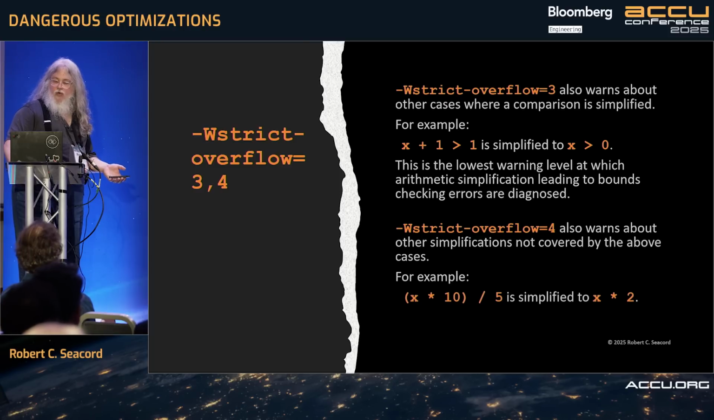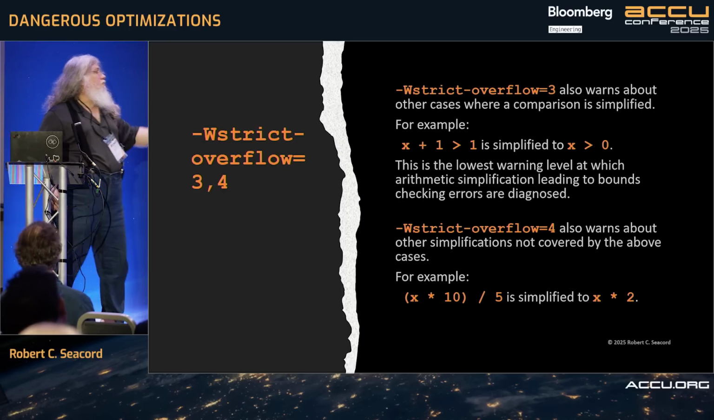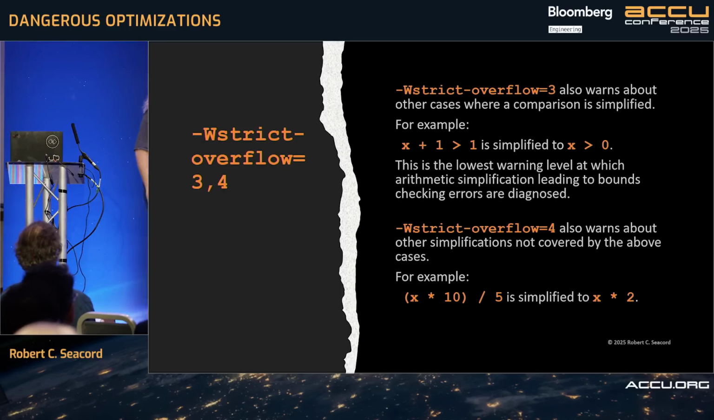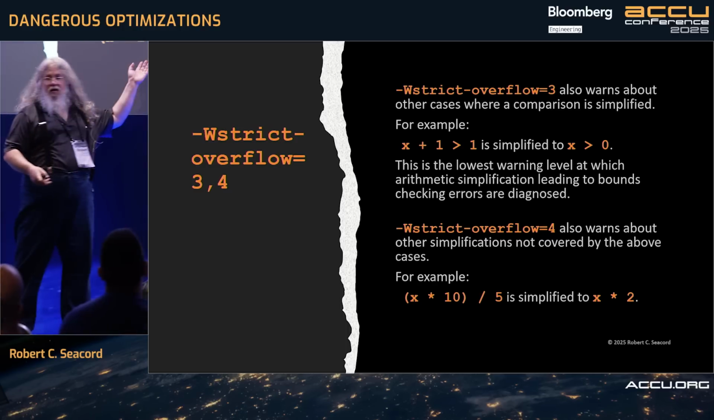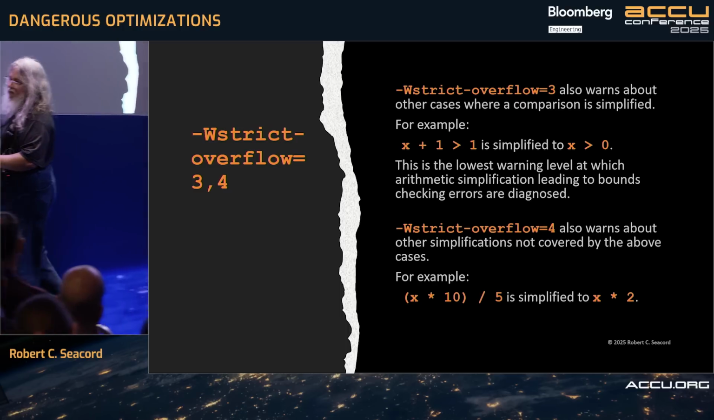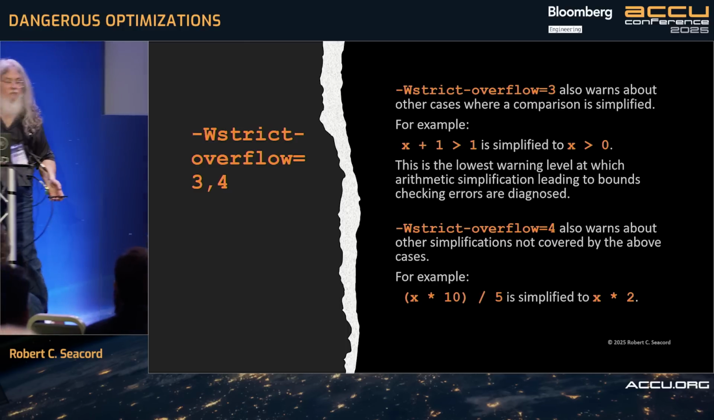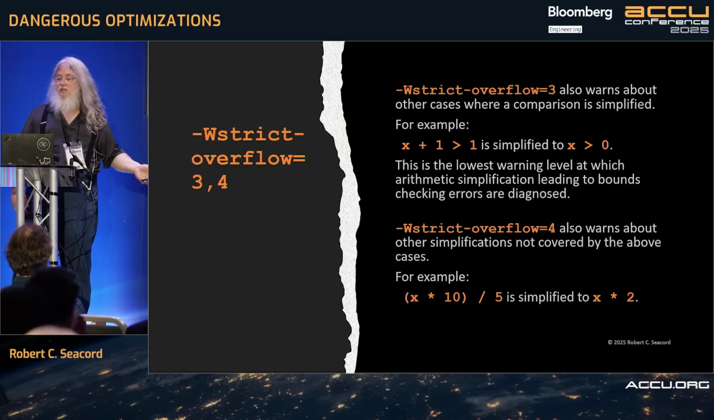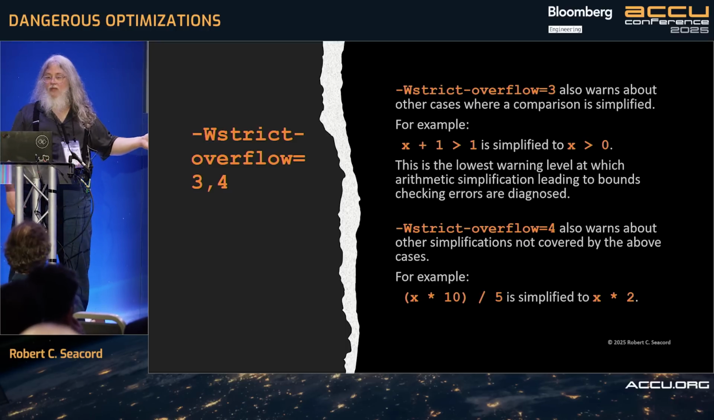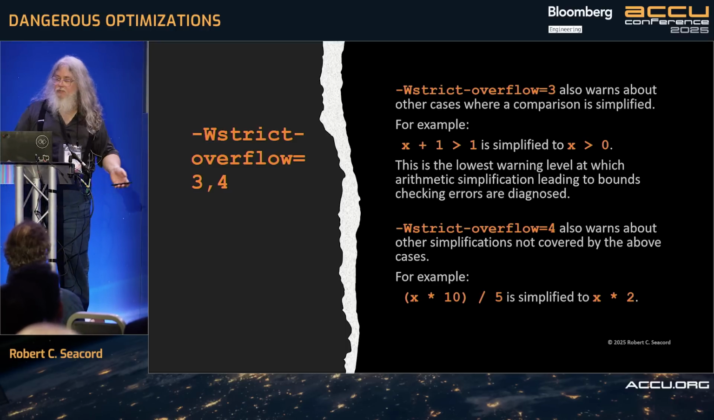So at 4, this will also warn about simplifications like x times 10 divided by 5 being simplified to x times 2. Now you could do this simplification by hand, but in my mind, the simplified code here is always better than this code. This code can have more sort of problematic, erroneous behavior. So to me, that optimization is always preferable, but better still, just write x times 2 if you can.